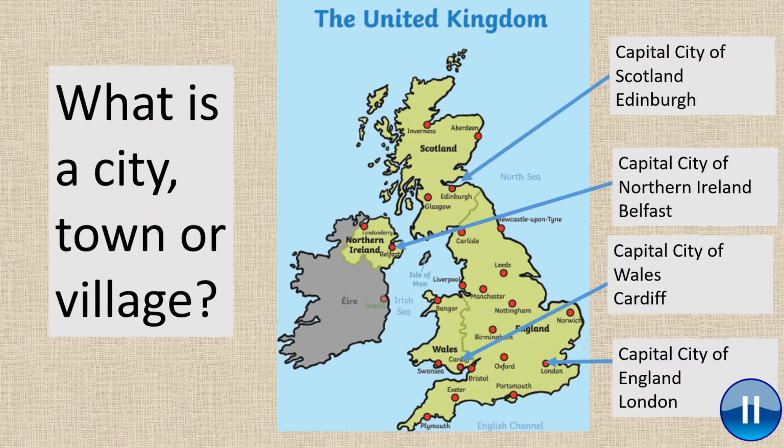Here are the locations of the capital cities. So we've got Edinburgh in Scotland, we've got Belfast in Northern Ireland, we've got Cardiff in Wales, and we've got London in England. Now, what is a city, town, or a village? Let's have a think.